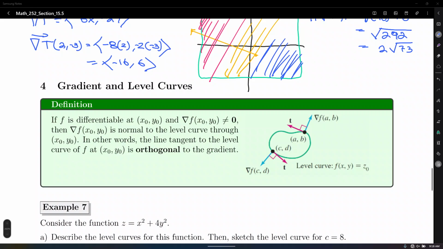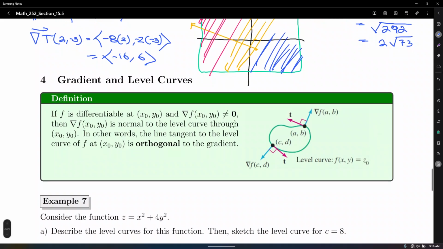So for the gradient and level curve, let's consider the idea that f is differentiable at a given point, and number one, the gradient at the given point is not equal to the zero vector. Then the gradient vector is normal to the level curves through the point x, y.